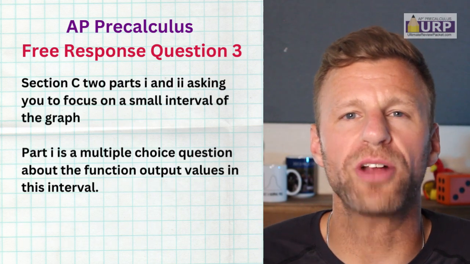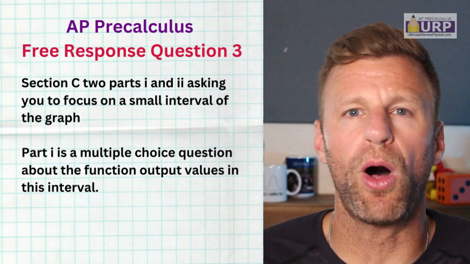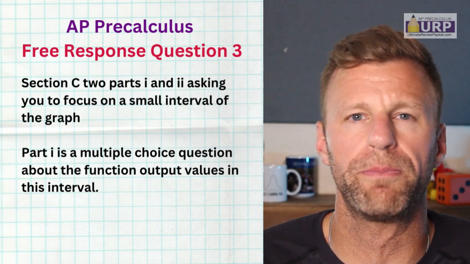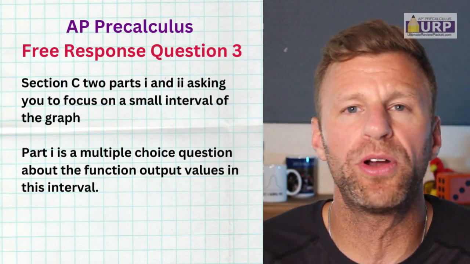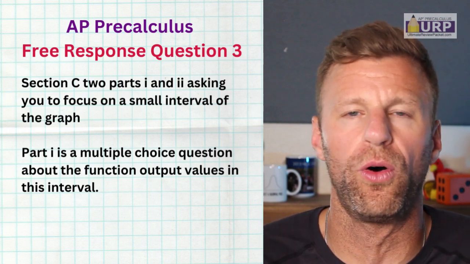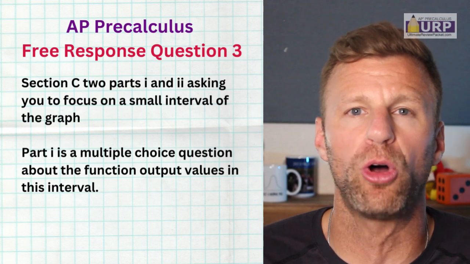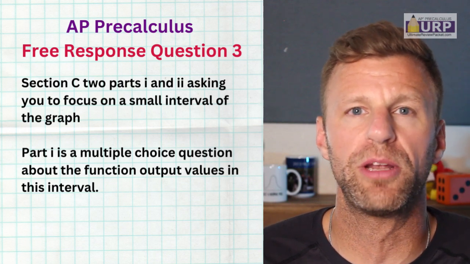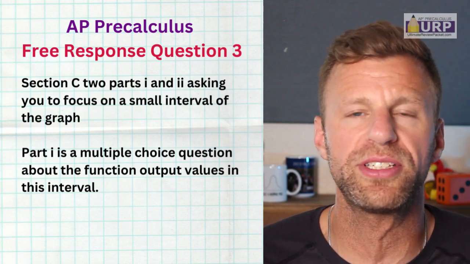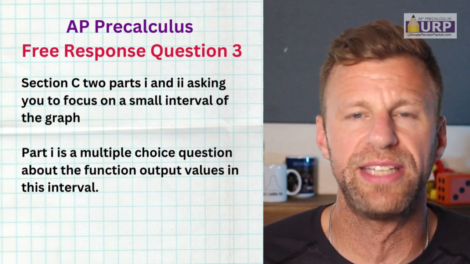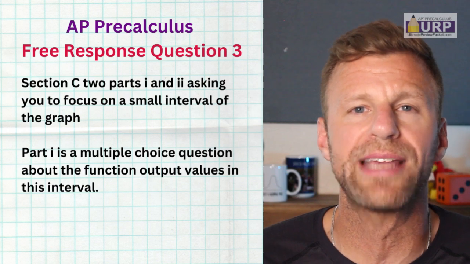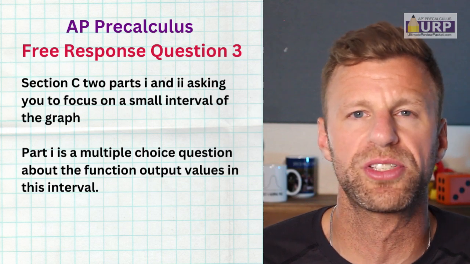Section C has 2 parts asking you to focus on a particular small interval of the sinusoidal function. In part 1, you're going to be asked about how the output values are changing over this interval. Now, this particular part is actually multiple choice. The choices are either going to be that the output values are positive and increasing, positive and decreasing, negative and increasing, or negative and decreasing. And you're going to analyze that particular section of the graph to make that choice.